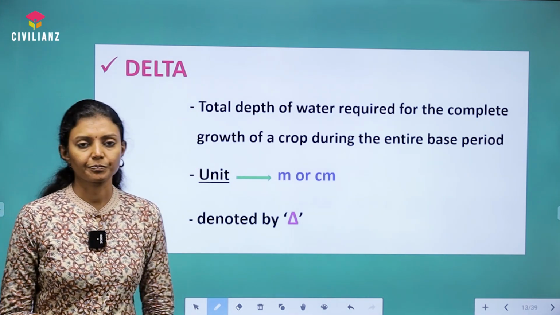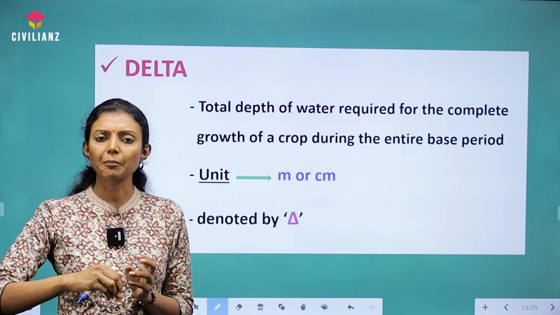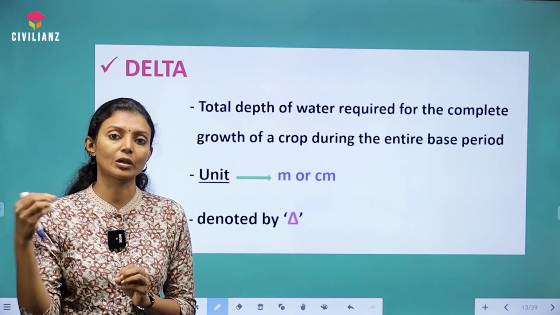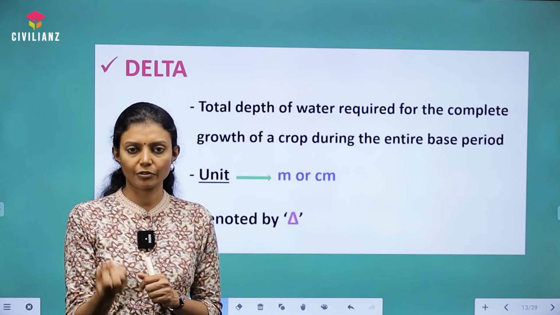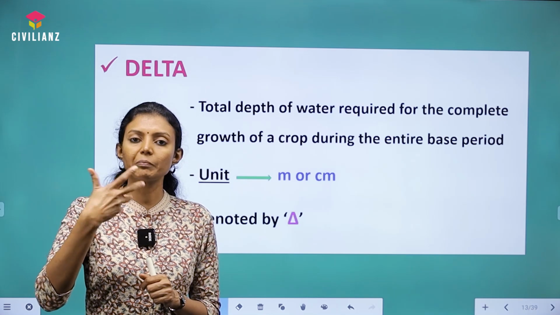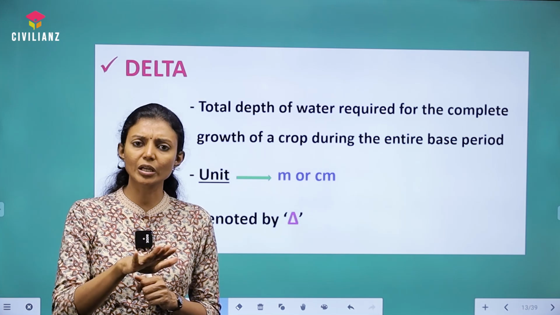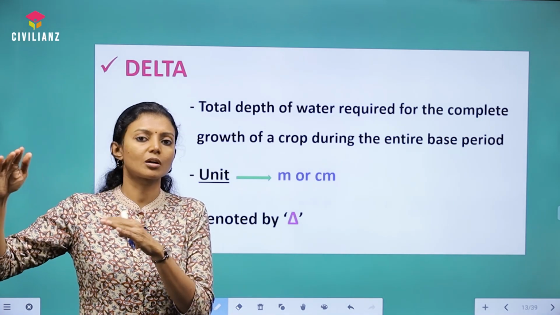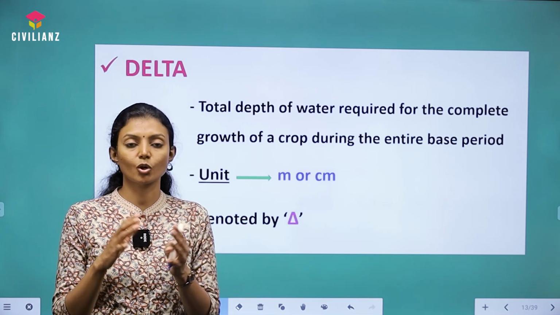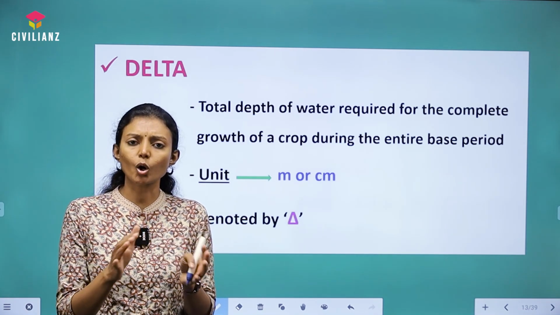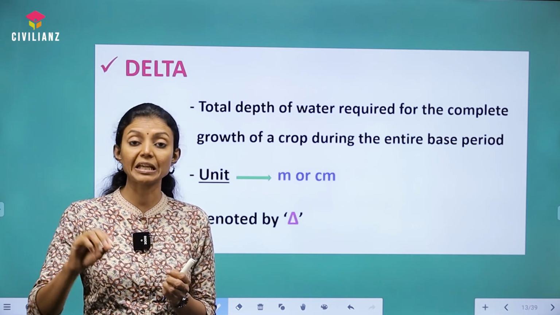Now coming to delta, the total depth of water that is required for the complete growth of a crop, that is known as delta. When you sow the seeds, after a few days the crops will come out from the soil and you will be watering it. You require a very little amount of water during the initial stages, and as it grows up you require more and more water. So, to complete the harvesting stage or to reach full maturity, what is the total depth of water that must be applied for the entire season or for the complete growth of a crop?